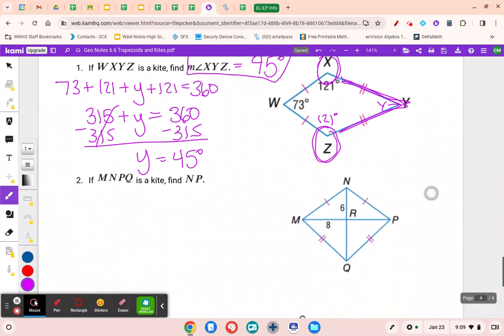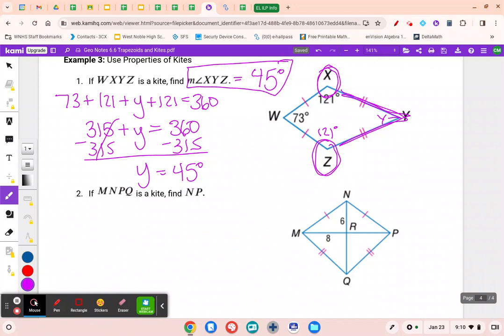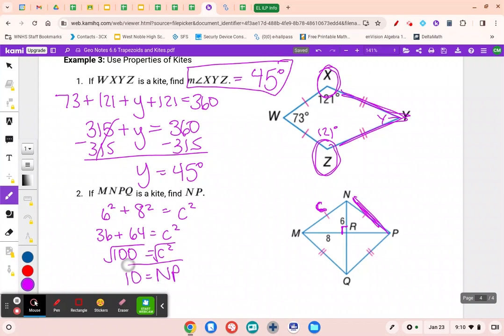All right, we're going to move on. We have a different type of problem. We are solving for NP. That's this segment. Now recall we have a theorem that tells us that we have 90 degrees here. So we can actually use Pythagorean theorem. We can solve for this hypotenuse, and since it's marked the same as NP, it'll be our measurement. So we have 6 squared plus 8 squared equals c squared. So 36 plus 64 equals c squared. So 100 equals c squared. So that length of MN is 10, which is the same as NP.